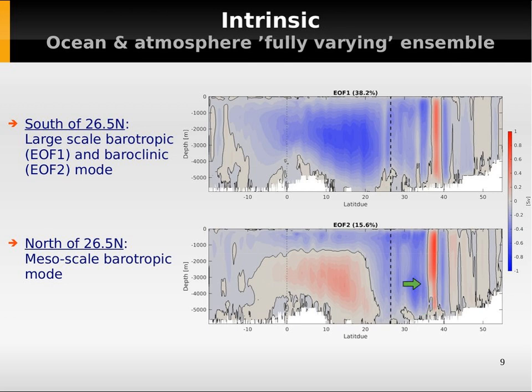And south of 26.5 north, the signal is much broader, much larger scale. And it's mostly barotropic in the first EOF and has a baroclinic signature in the second EOF. Those empirical orthogonal functions are associated with principal components, and we can make a Fourier transform out of that to have a spectrum.